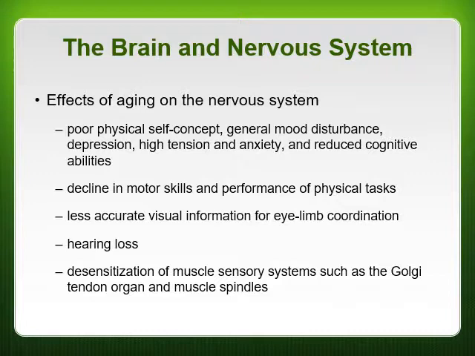In addition to that, your sensory input is affected. Motor skills, performance of physical tasks, that starts to decline. Your vision, you'll have less accurate visual information when it comes to hand-eye coordination or eye-limb coordination. Hearing loss is a big component. Desensitization of muscle sensory systems like the Golgi tendon organ and muscle spindles. So, I mean, everything with aging, it just starts to slow you down. I know that sounds really depressing, but this is what science has shown us. As we get older, we start to break down.